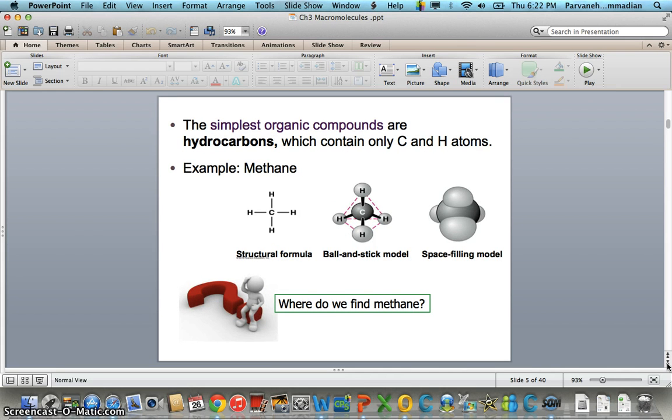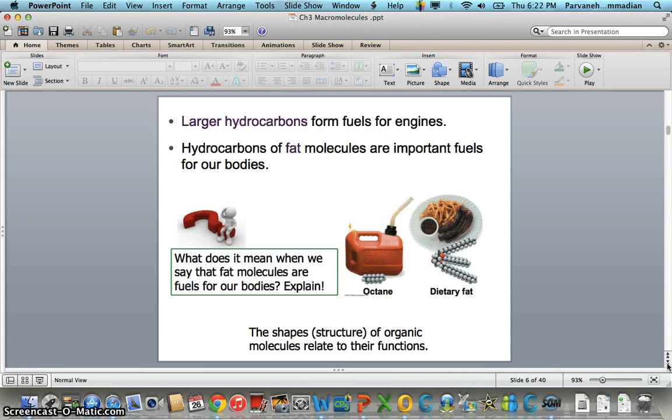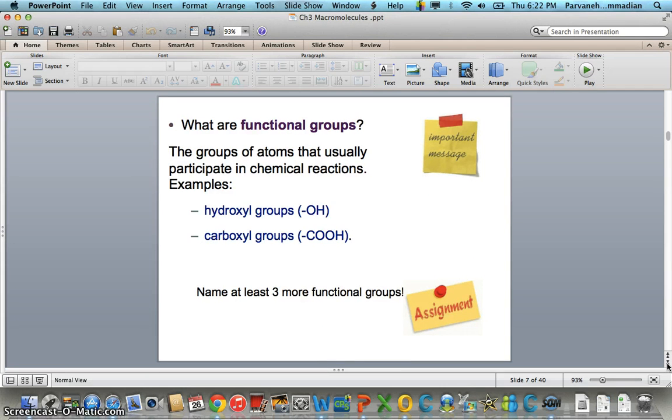And then we have also hydrocarbons. That means these structures are a combination of the carbon and hydrogen atoms. And that's all about hydrocarbons. There are also larger hydrocarbons. Again, I'll let you read through this.